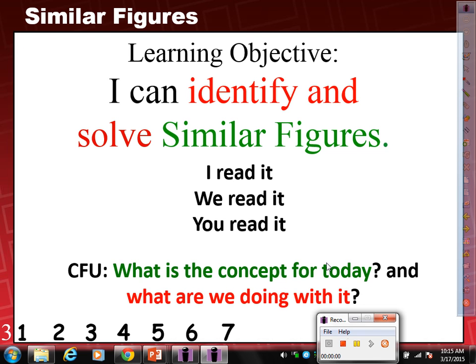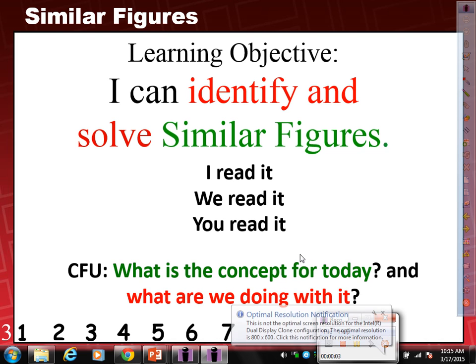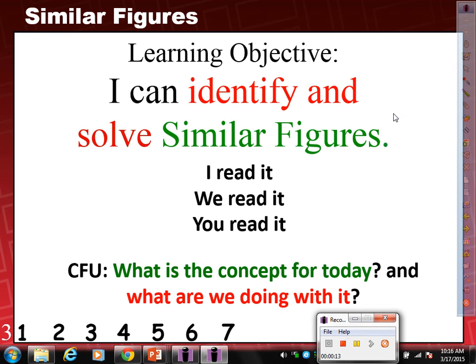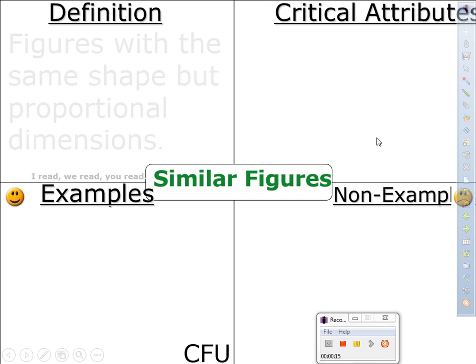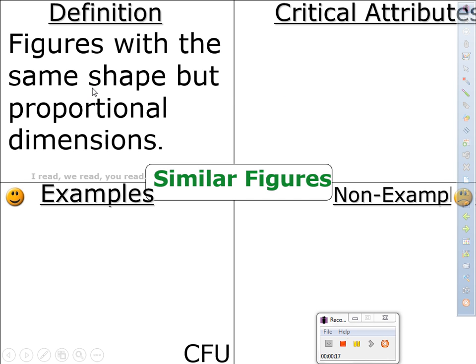Once again, we started a new lesson today, and we're moving on, and the lesson was similar figures. Our objective was I can identify and solve similar figures, okay? So from there, we needed to clarify the definition of similar figures. What are they? I gave you guys the definition. Similar figures are figures with the same shape but proportional dimensions. So let's find out what that means.